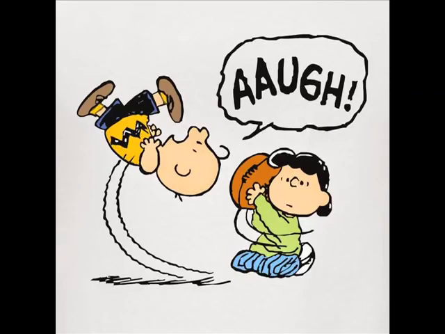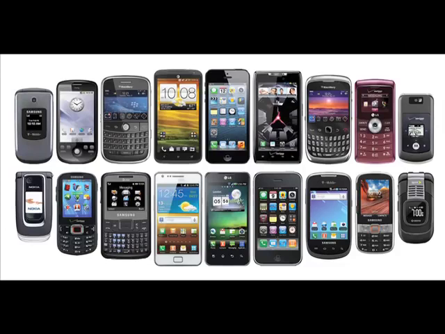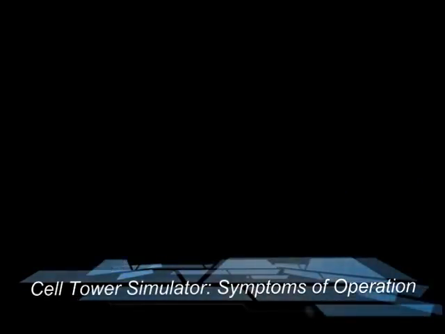Now let's get back on topic and talk about man-in-the-middle attacks using cell phone tower simulators against your cell phone. What are some of the symptoms that this could be occurring against your device? So when it comes to symptoms, it's important that I state here that this technology is always evolving.